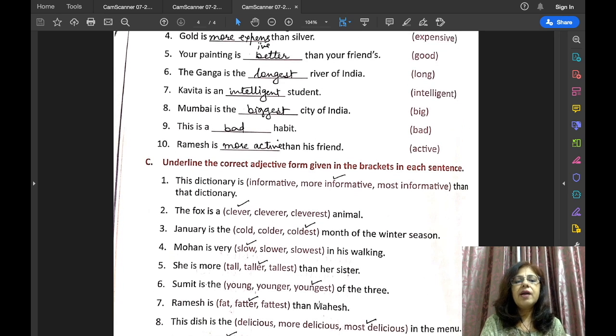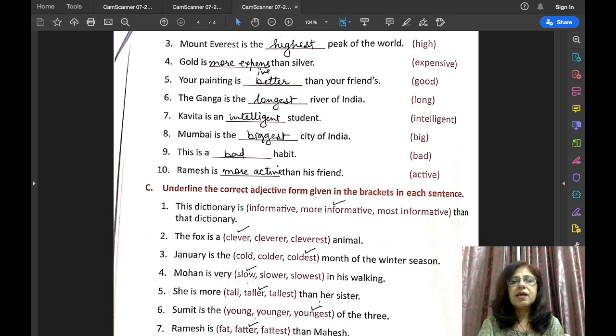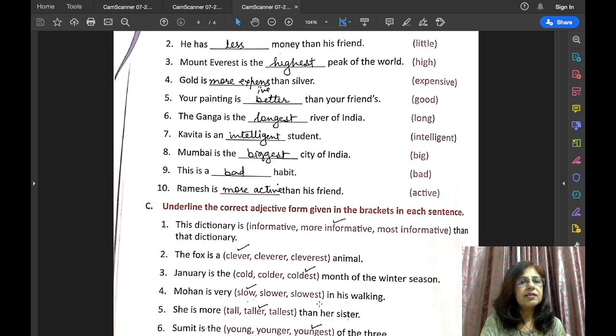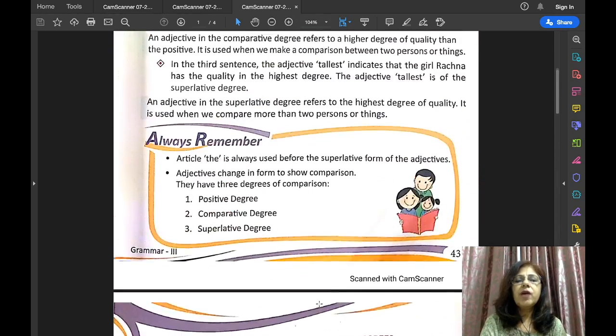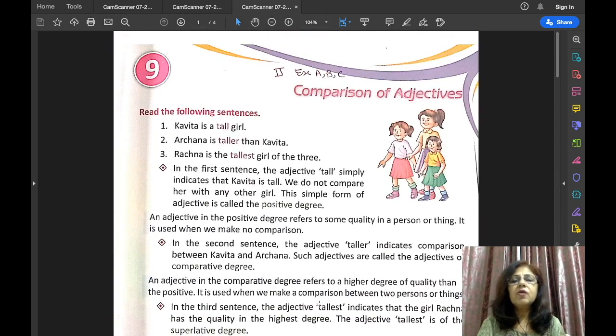So this is the end of all the exercises of the lesson comparison of adjectives. So I hope you would have understood the rules, where to use all the 3 degrees, where to use positive degree of adjectives, where to use comparative degree, and where to use the superlative degree.